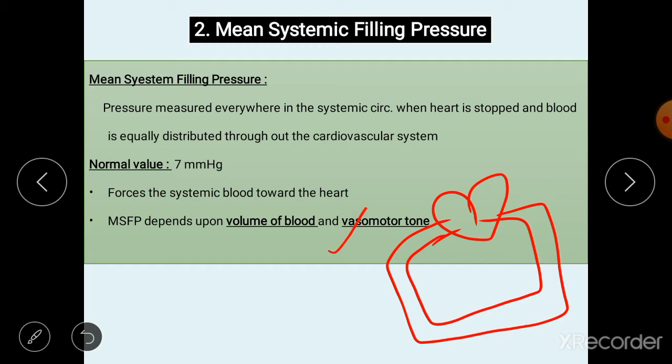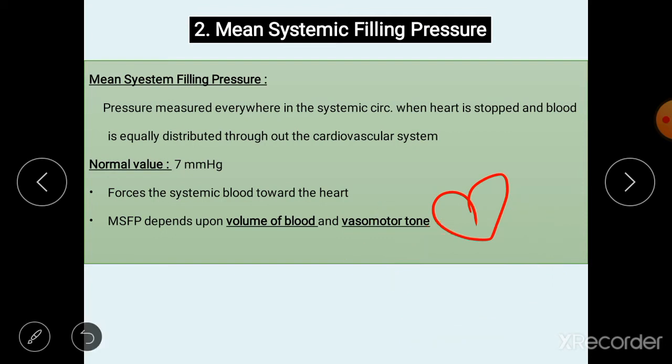The second important factor is the vasomotor tone. Suppose a person is given a drug which affects his vasomotor tone and causes dilation of all his vessels. These vessels are now going to dilate and the pressure within them is going to fall. So the mean systemic filling pressure is also determined by the vasomotor tone. So this is the mean systemic filling pressure, and it is the most important determinant of venous return.